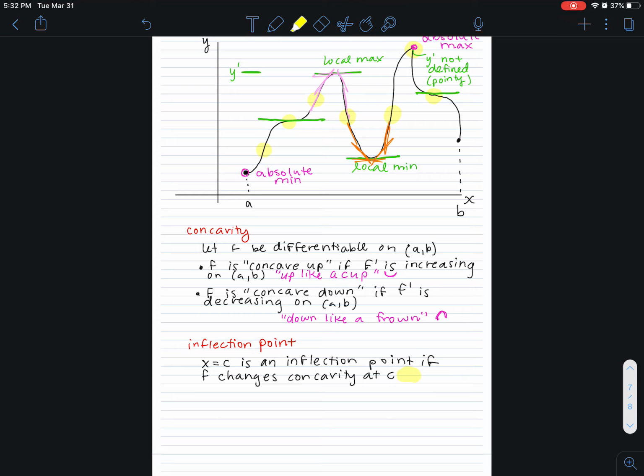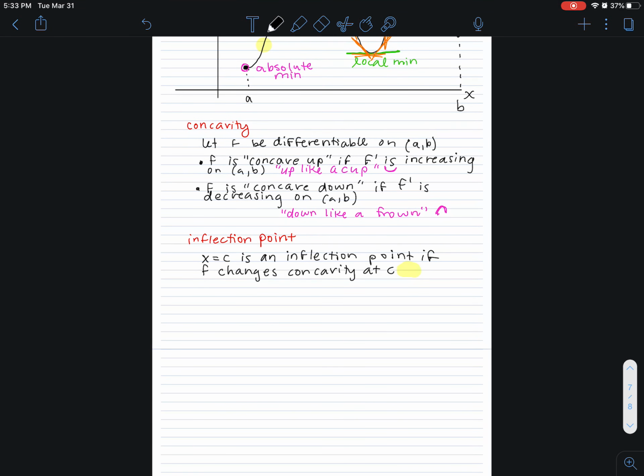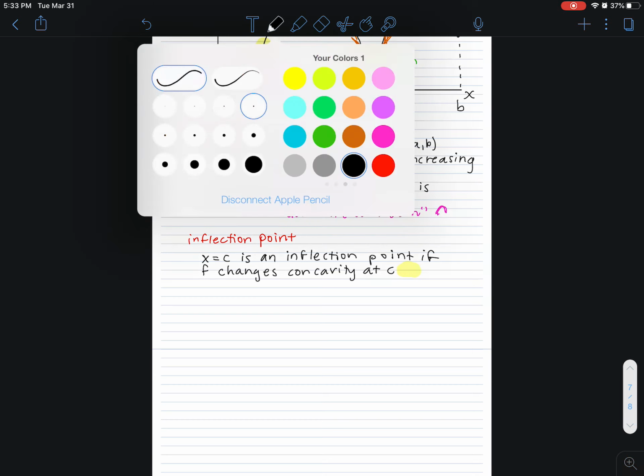I think I got them all. I might be wrong. Anyway, the point is that if you have a spot where the slope is equal to 0 or is not defined, but it isn't a local maximum or a minimum, it's an inflection point. So that's what we'll be talking about next. And it kind of finishes off the first derivative test for us.